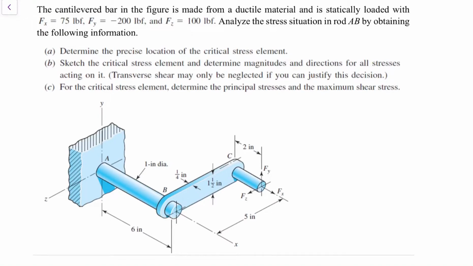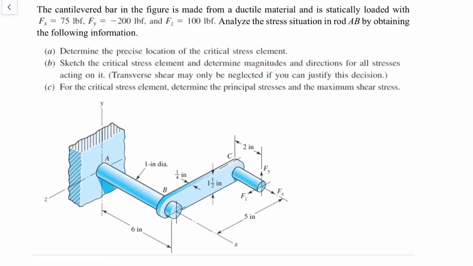In this example, we will discuss a combined loading problem. So we have a crankshaft that is loaded in three directions, the X, Y, and Z. And this setup basically creates stresses of different kinds in the rod AB.